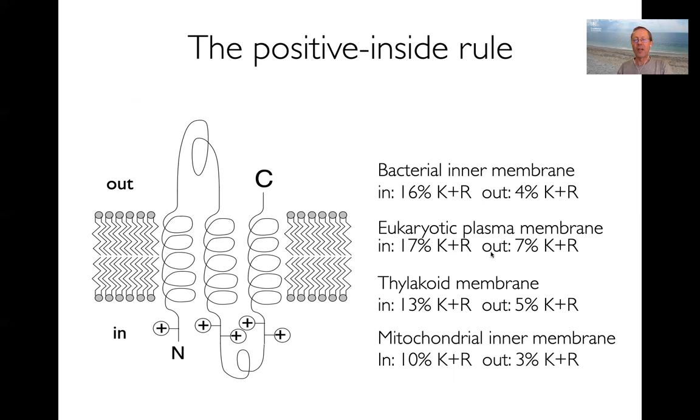And you have a similar tendency in eukaryotic plasma membrane proteins, or even in these organellar membranes like the thylakoid membrane in chloroplasts or the mitochondrial inner membrane, you find a similar bias with positively charged residues being enriched on the part that's facing the inside compared to the part that's facing the outside. This is called the positive inside rule, and it turns out to be actually very useful for prediction purposes.